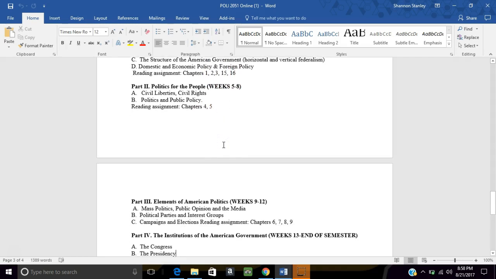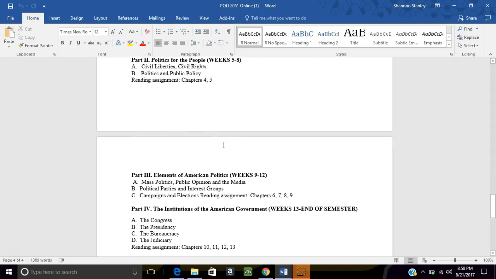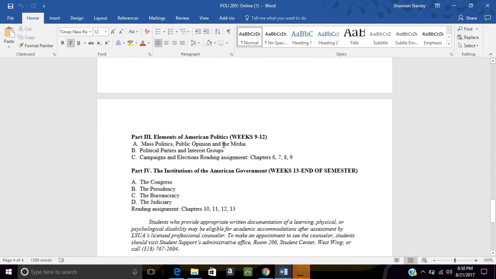But then we're going to jump right back into elements of American politics, which is part 3 of the class. This is when we start talking about the public opinion and polls and the media and what it is that they do to influence things and reporting styles and all those different types of various things. And then we'll also discuss political parties and interest groups.